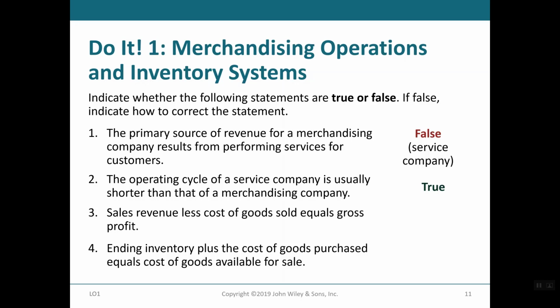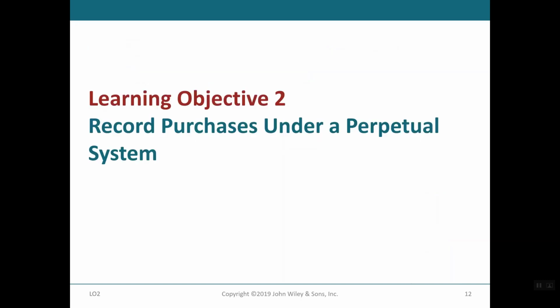All right, so number two, the operating cycle of a company is usually shorter than the merchandising. That is true. Sales revenue less cost of goods sold equals gross profit. That's true. Ending inventory plus cost of goods purchased equals cost of goods available for sale. That is false. It's beginning inventory plus cost of goods purchased that gives you the cost of goods available for sale.